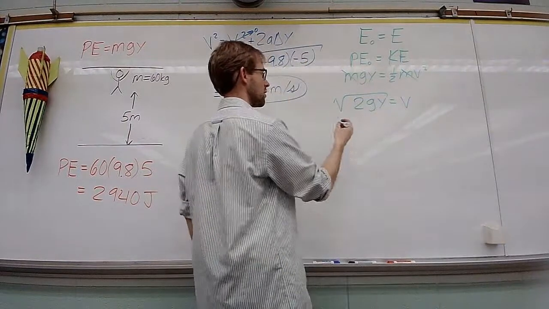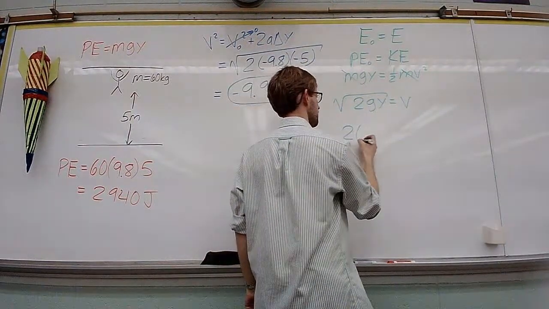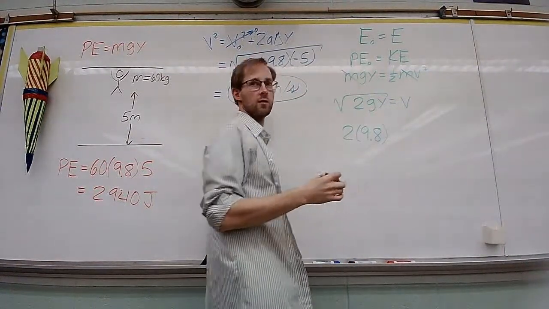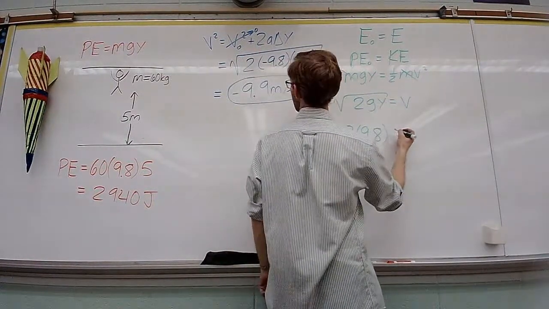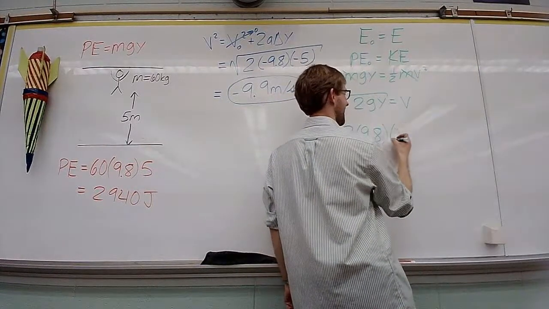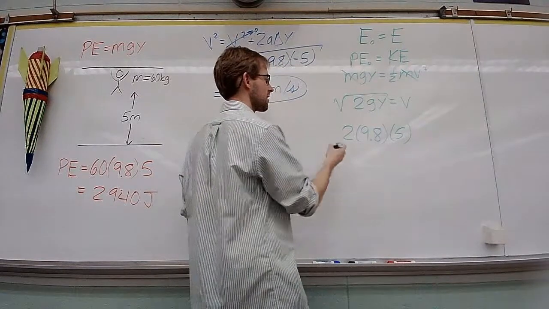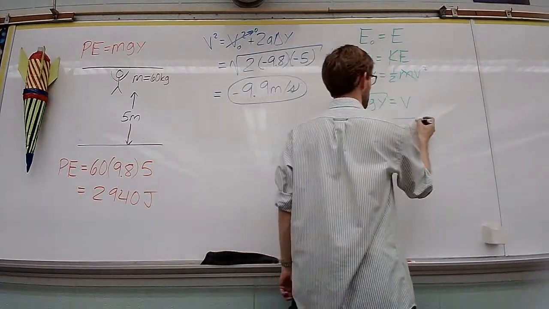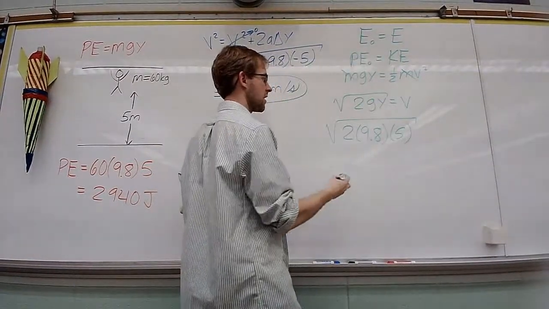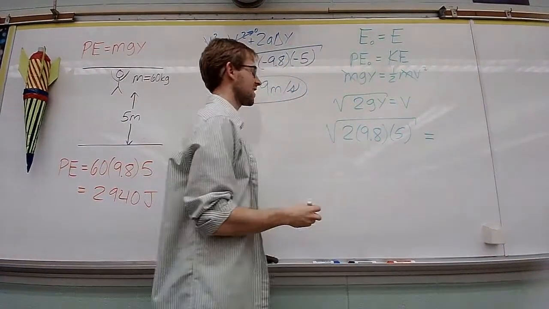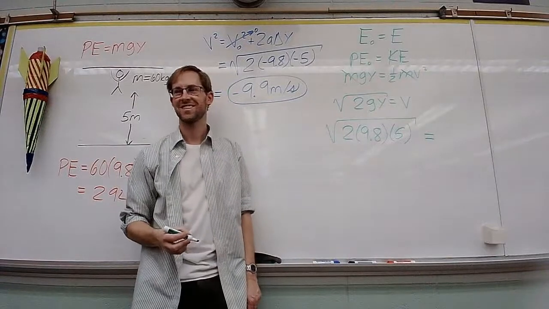So if I plug those numbers in, and again, g is positive here because we're dealing with energy. And then our height is 5 meters. That's our starting height. So if we take the square root of this, that's going to get us our velocity. Guess what it comes out to be? 9.9.